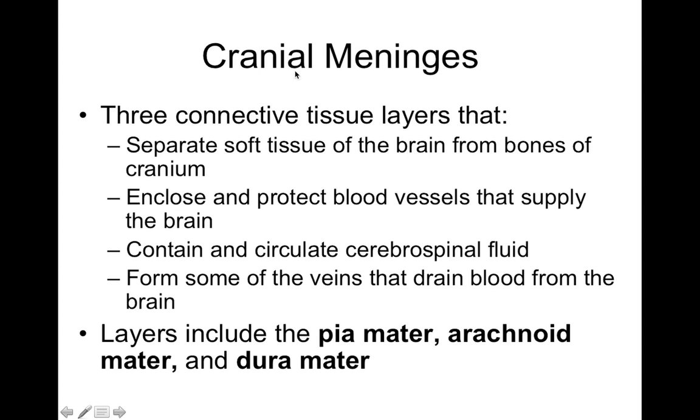So the meninges, you guys, there's three main layers. They're connective tissues. We've got the pia mater, arachnoid mater, and dura mater. Their functions are to basically enclose and protect blood vessels that surround the brain, and they help contain and circulate cerebrospinal fluid. They form some of the veins that drain blood from your brain. Some of the veins that drain blood away from your brain are actually formed in the meninges itself.